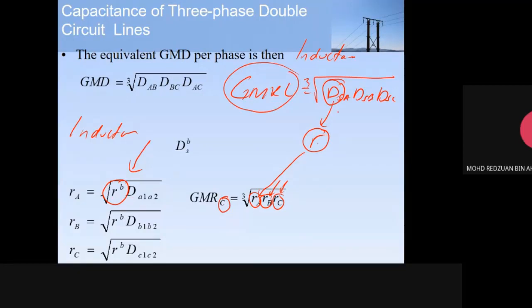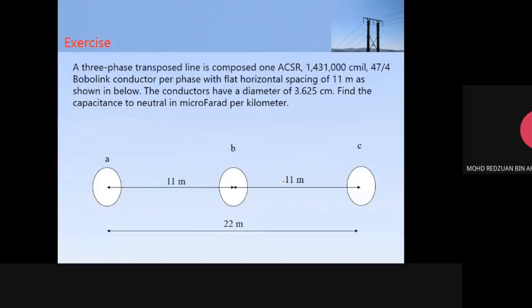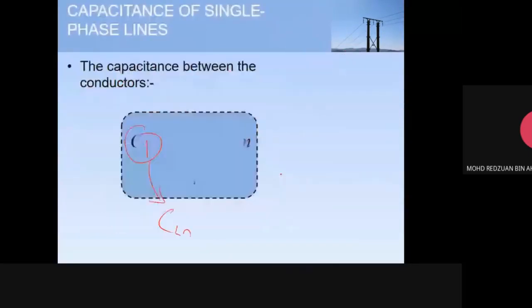Just now for the inductance, we saw DSA, and inside this one also DS, DA1, DA2. Now we replace this DS bundle with R. That's the only difference between the capacitance and inductance. When you know how to calculate the inductance, you can easily calculate the capacitance. Maybe for the details, you can see this slide. Because we don't have much time, I want to solve one example for you.